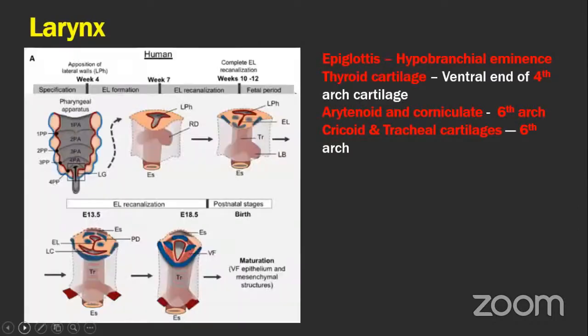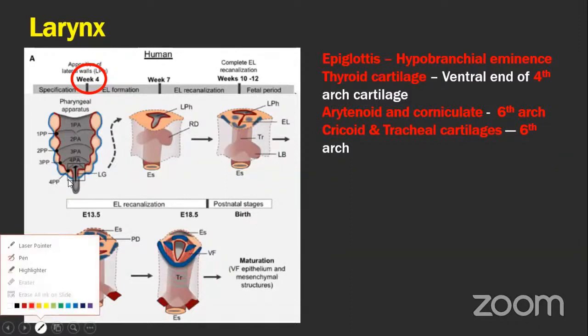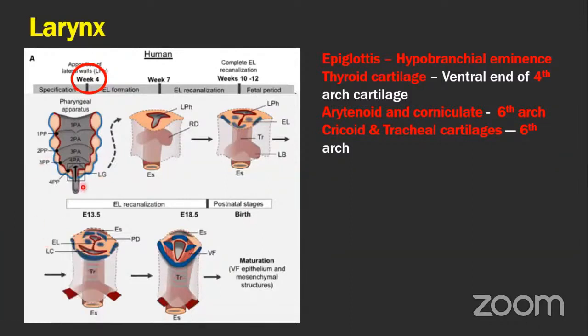So coming to the development, fourth week of intrauterine life is again an important time. So in the fourth week of intrauterine life, a laryngotracheal groove, you can see it here. Laryngotracheal groove develops in the ventral wall of pharynx. Okay, in the ventral wall of pharynx, there is a laryngotracheal groove, and this is lined with the endoderm. And endoderm of this laryngotracheal groove develops into the epithelium of airway. This is the future airway.